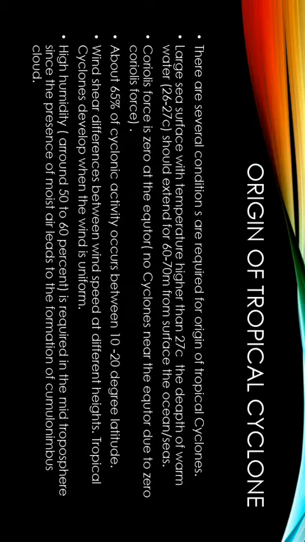Wind shear is the difference between wind speeds at different heights. Tropical cyclones develop when the wind is uniform. High humidity of around 50 to 60% is required in the mid-troposphere, since the presence of moist air leads to the formation of cumulonimbus clouds.